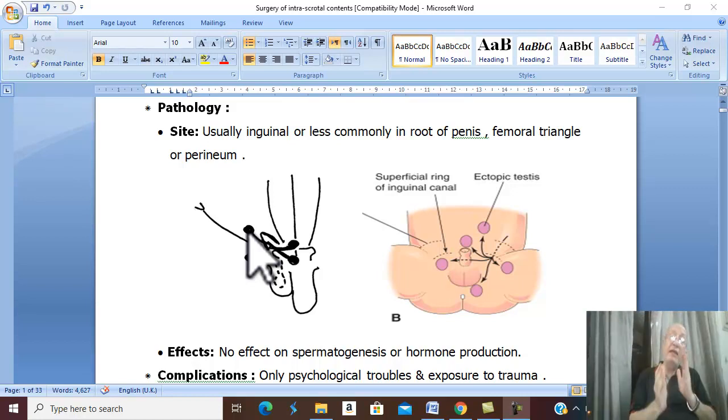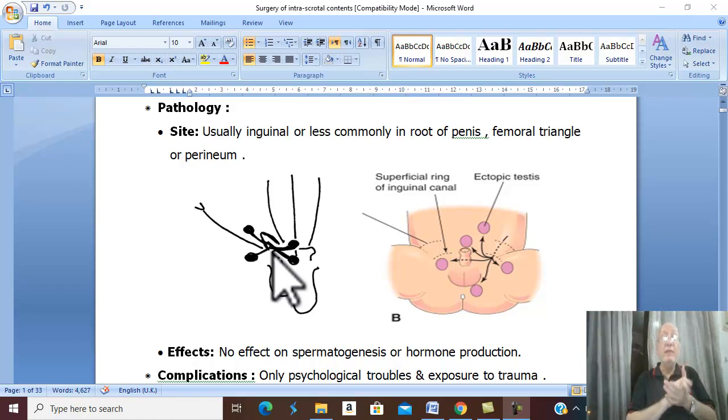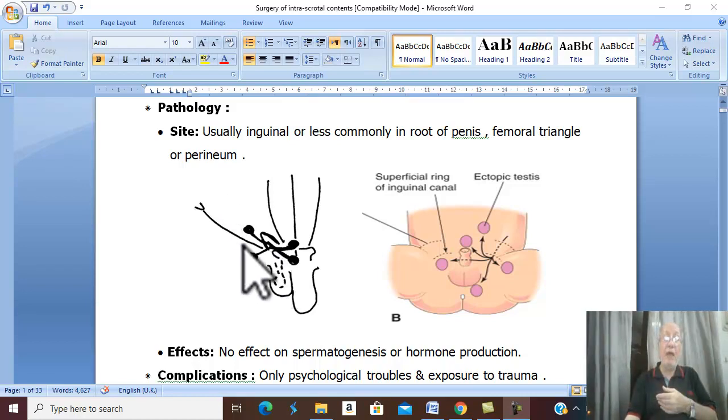Another difference between ectopic inguinal testis and inguinal undescended testis is this. This is an ectopic testis. Try to push this testis upward. Can you push it upward? Never. But can you push this testis downward? Yes. Therefore, the ectopic testis cannot be pushed upward, but can be pushed downward.